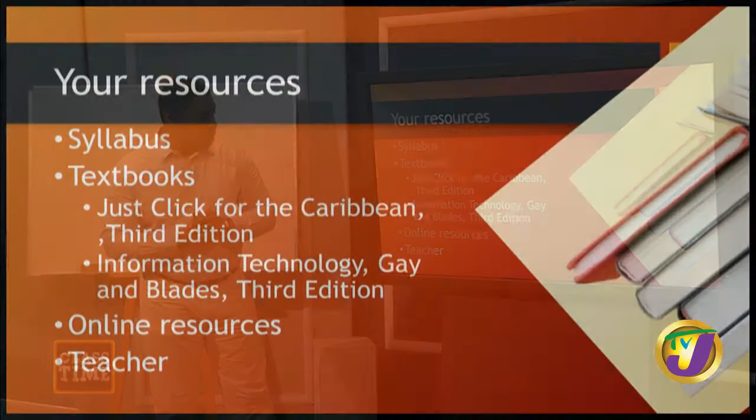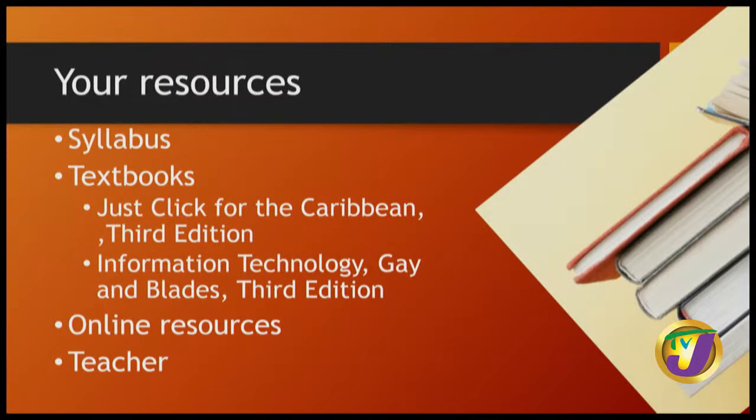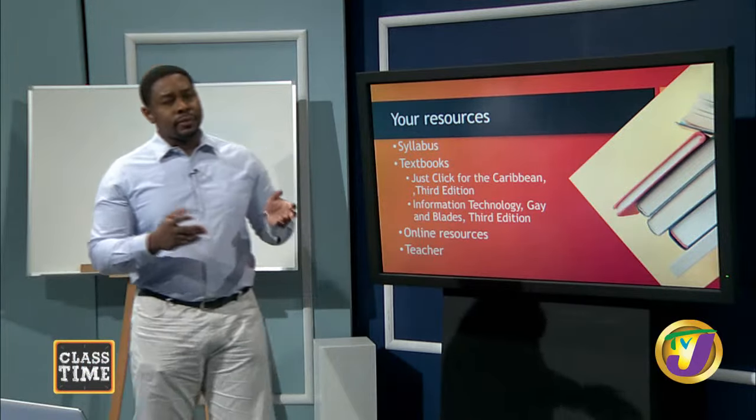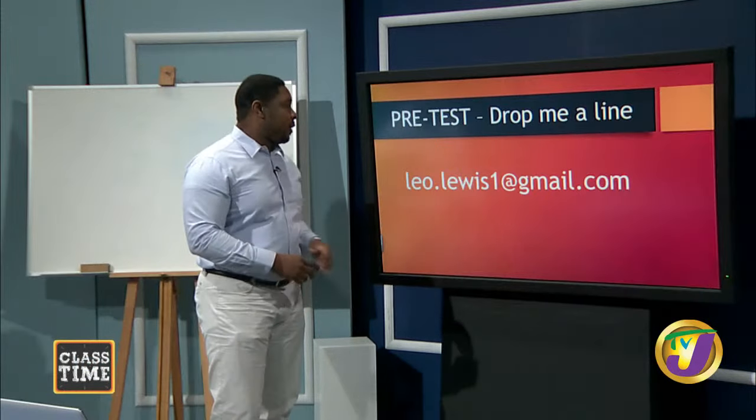One for the introduction, I think from first to third form, there's the Just Click. And then Information Technology from Gay and Blades. I think they are the third edition. And then you have some online resources. I was always told you don't use Wikipedia, but it's becoming credible, so you can use online resources. And then, of course, try to contact your teacher. Your teacher is always going to be a source of information, all right?